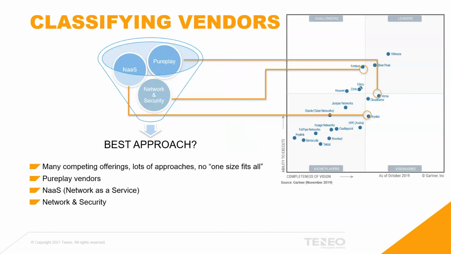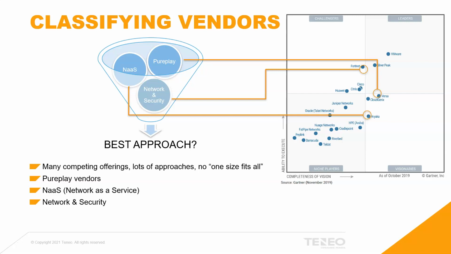So when Teneo talks about SD-WAN vendors, we recognize 3 categories as shown in the slide. Pure play vendors are focused on SD-WAN with strong technical alliances and no other legacy lines of business. NAS, or Network as a Service, combines security, SD-WAN, and private circuits. Network and security are heritage vendors in these areas, developing and adding SD-WAN capabilities organically or via acquisition.